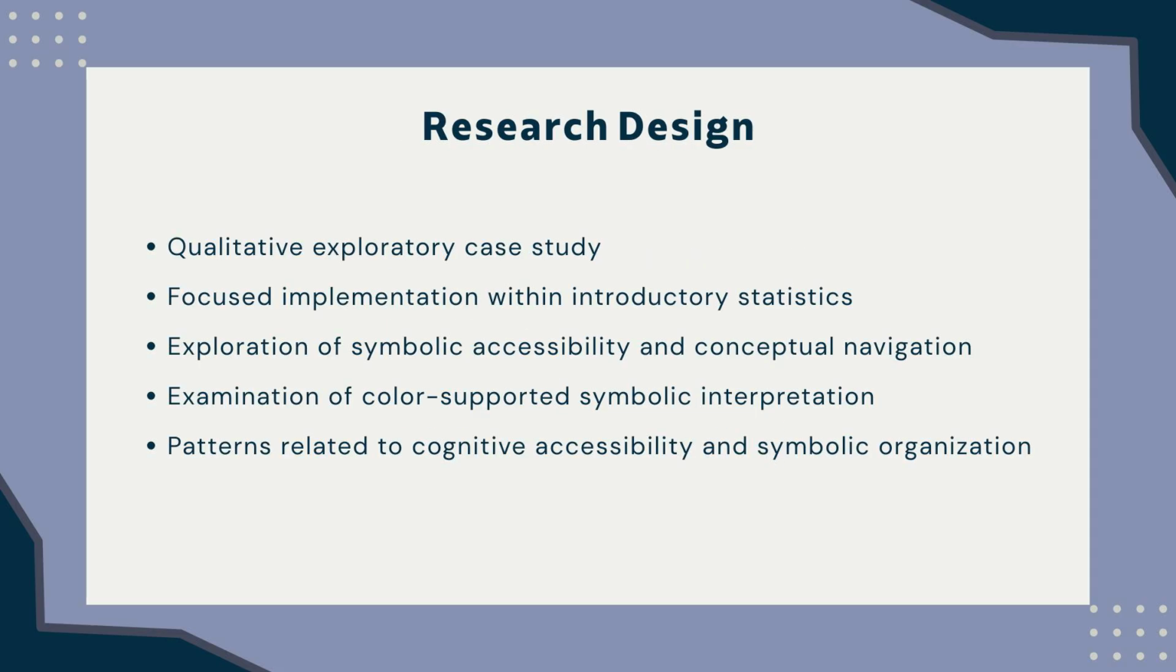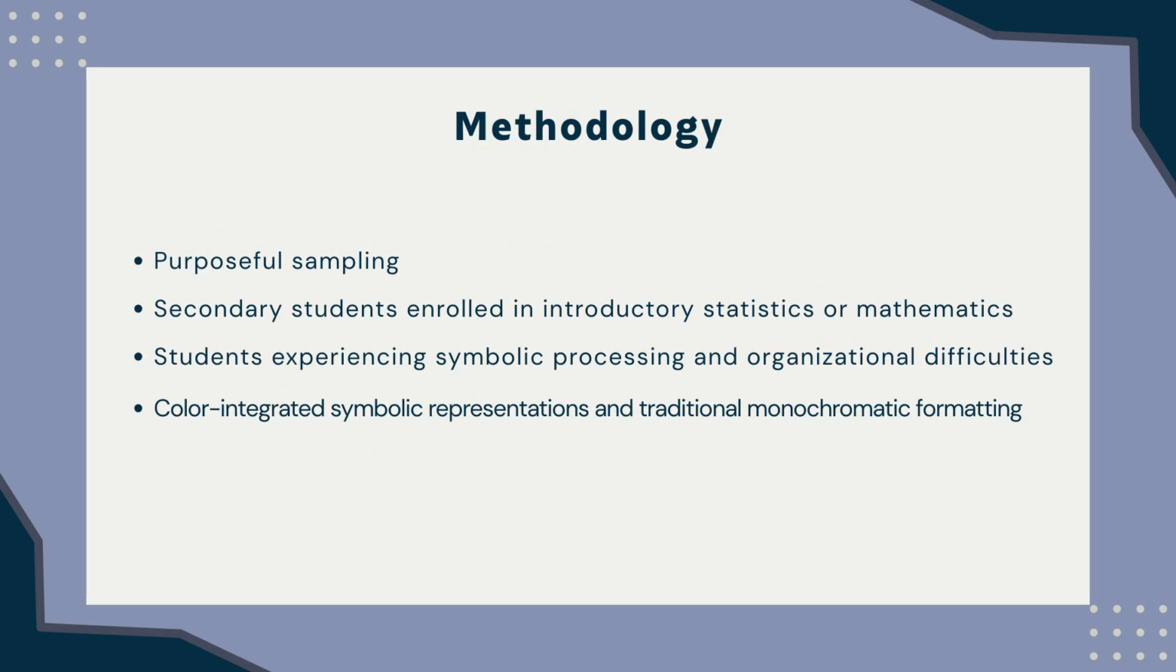Together, these support the idea that how information is structured can affect how accessible it becomes. This study is really an initial implementation study. The goal is not to prove some massive universal effect yet. The goal is to see whether students interact with symbolic information differently when the relational structure becomes more visible. Participants would work with both monochromatic and color integrated symbolic materials within introductory statistics examples.